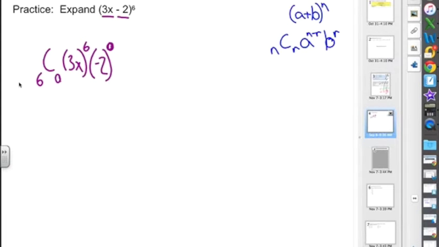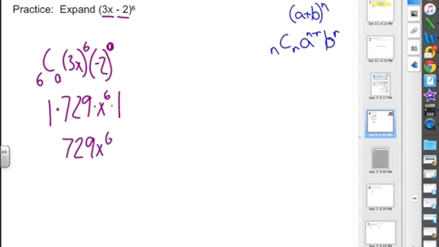One thing to be careful about when you're multiplying it out, like here, if I have 3x to the 6th power, notice both the 3 and the x are raised to the 6th power. Okay? 6 choose 0 is 1. 3 to the 6th power, if I remember right, is 729. And then you have times x to the 6th times 1 again. All right? So your first term should be 729x to the 6th. Okay? So make sure when 3x is raised to a power that you raise 3 to the power too, not just the x.